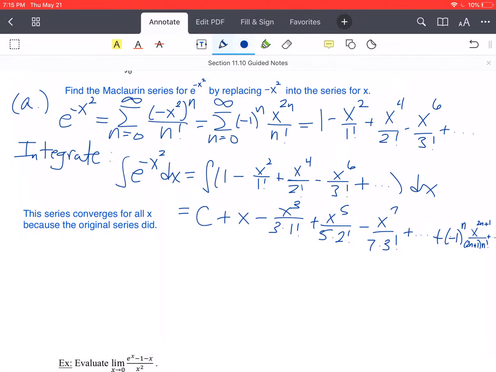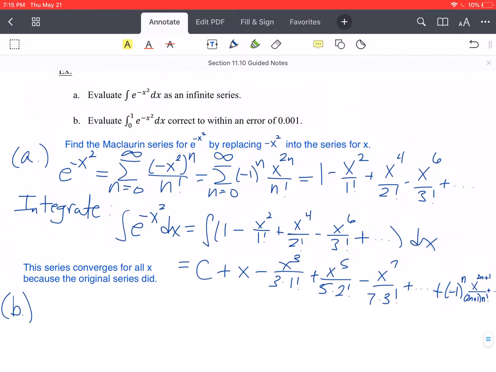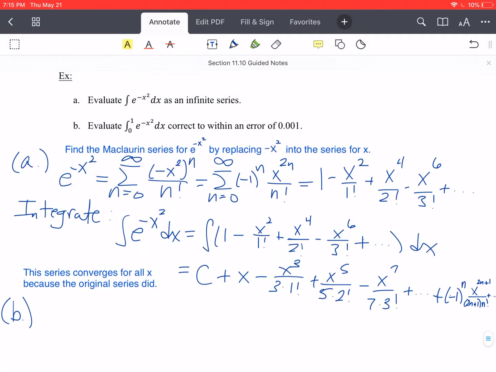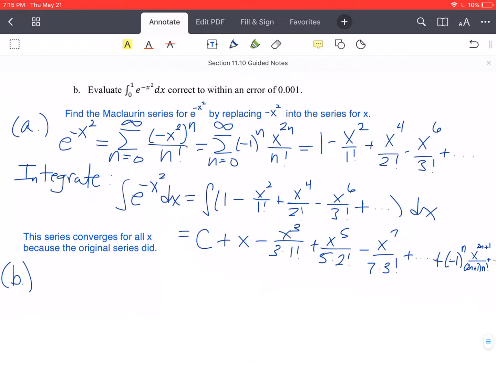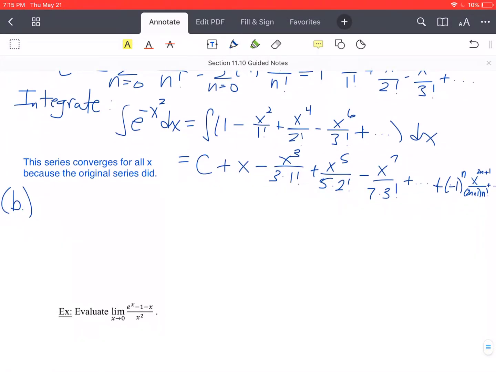So then part B, now that we have this general formula for the integral of e to the negative x squared as an infinite series, we can use this to evaluate the definite integral, try to get area under the curve. So let's go ahead and do that.